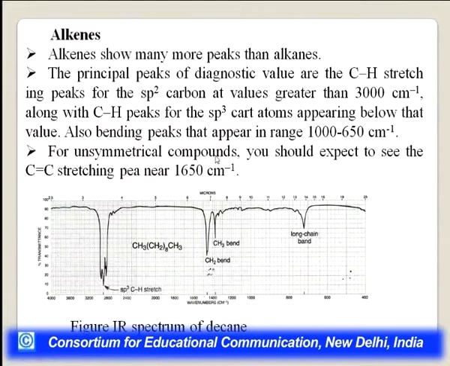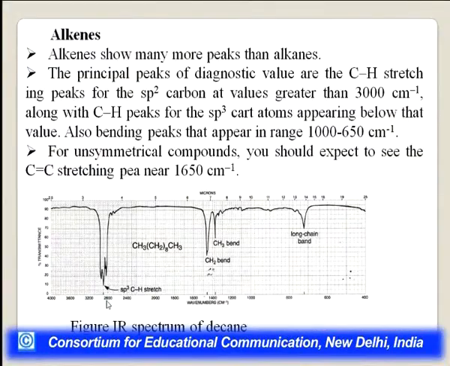For unsymmetrical compounds, what is unsymmetrical? When different groups are attached to the carbon double bond carbon, it will be an unsymmetrical alkene. You should expect to see the stretching. What kind of stretching? Carbon double bond carbon near 1650. Here you can see the IR spectrum of decane. This value is related to sp3 CH stretching, these are the CH3 values, and this is the methylenic band. This is the CH2 or CH3 band, and this is the long chain band.